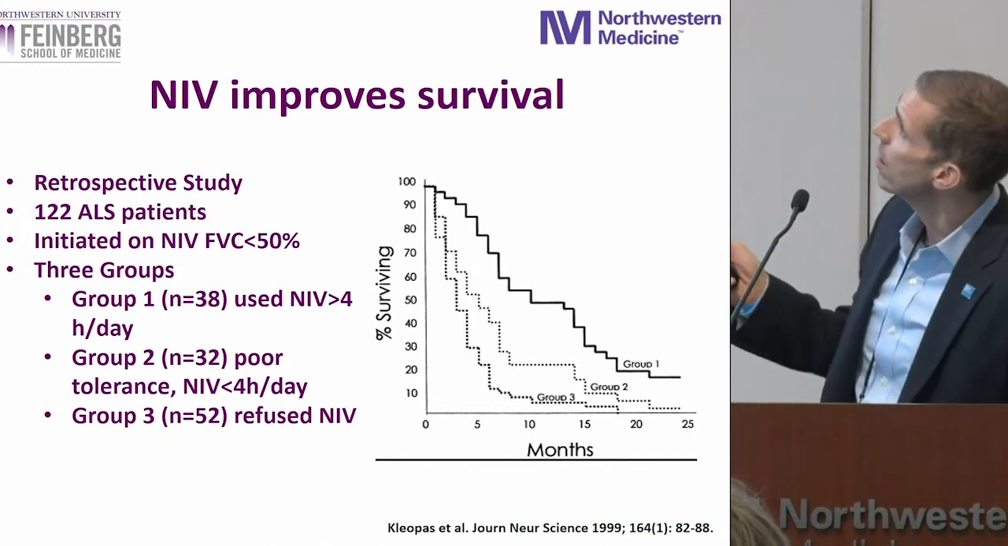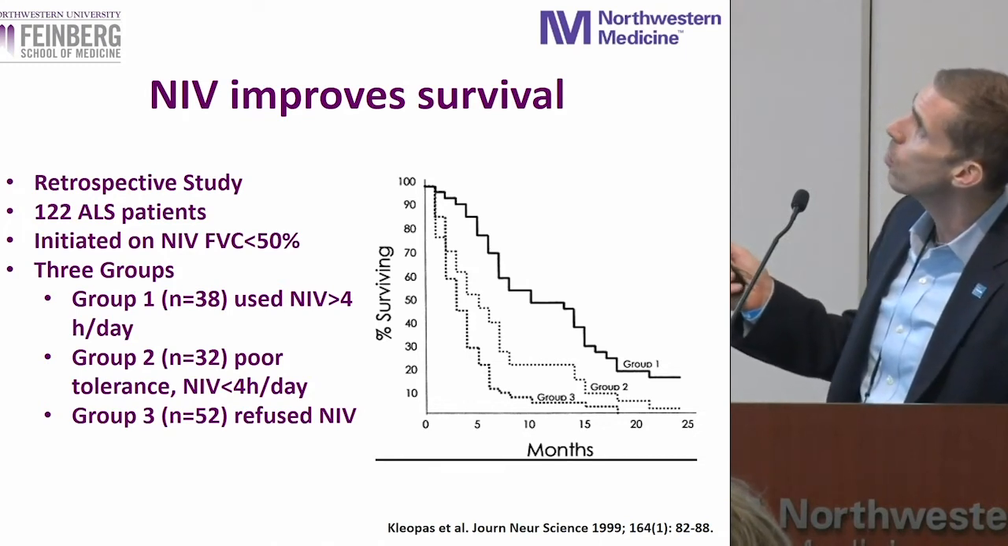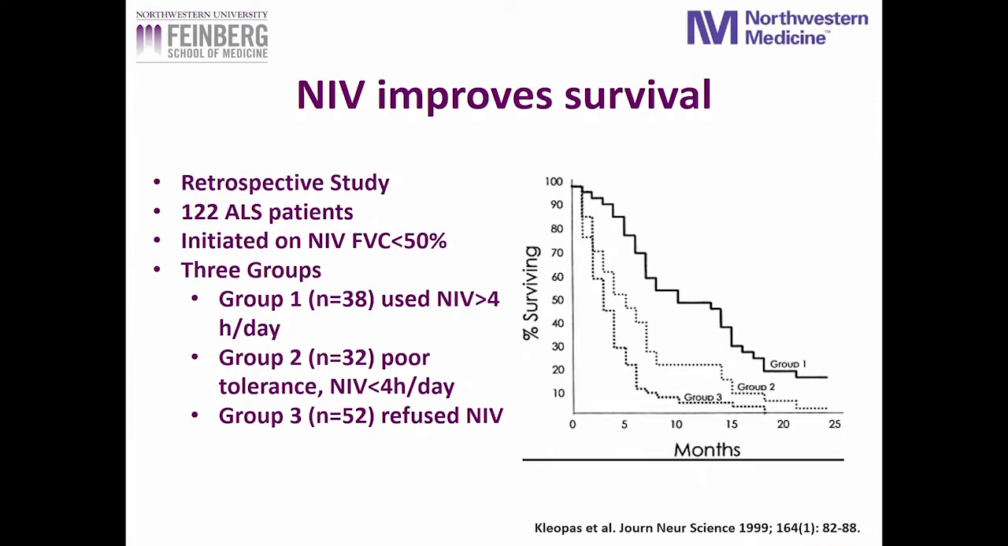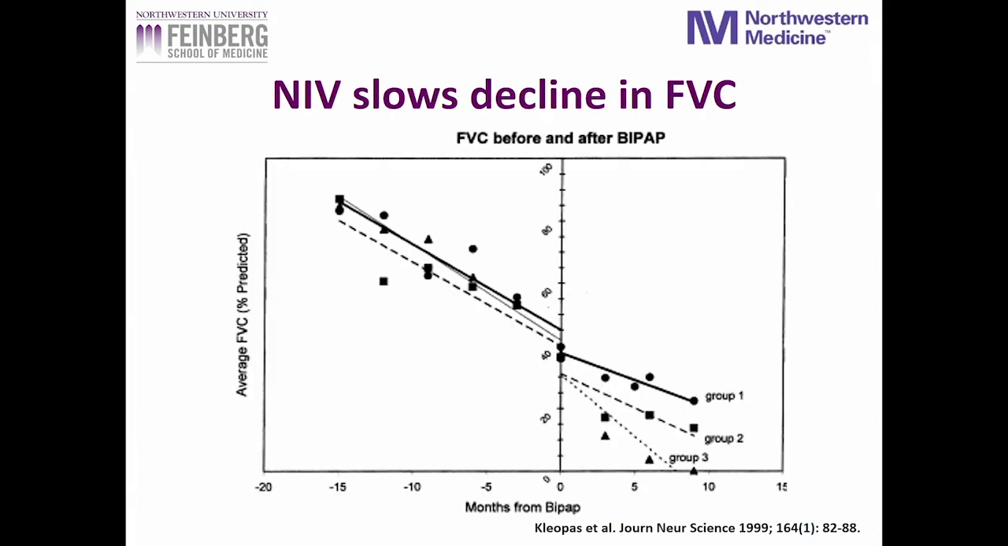What you can see here in this Kaplan-Meier curve is that the people who used non-invasive ventilation the most had a prolonged survival. They survived much longer than the people who used it a little bit, and the people who didn't use it at all. We also saw in the same study that the use of non-invasive ventilation decreased the rate of decline of the forced vital capacity. Using non-invasive ventilation decreases the slope of the line. Here you have this severe slope, and once you start using non-invasive ventilation, the line flattens out a little bit.